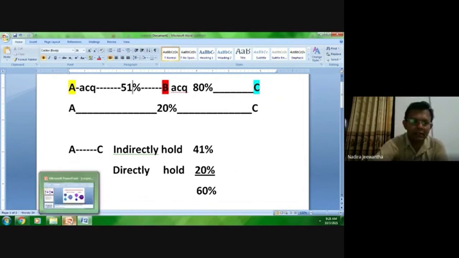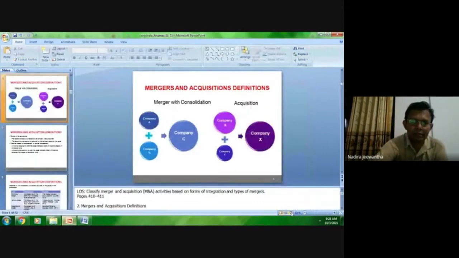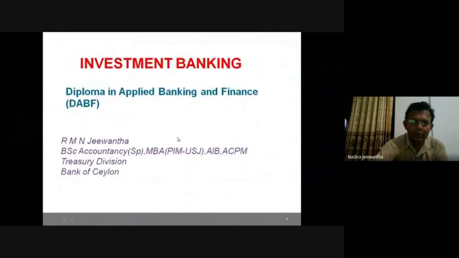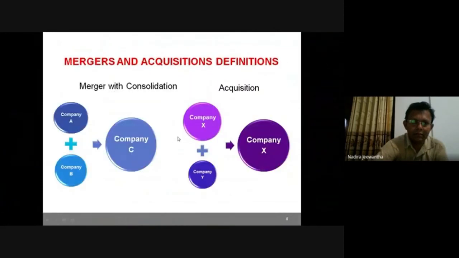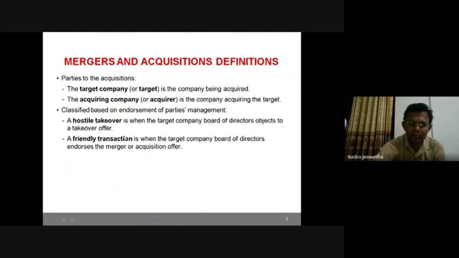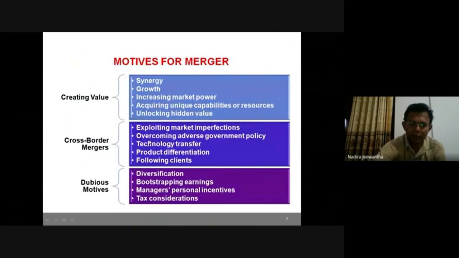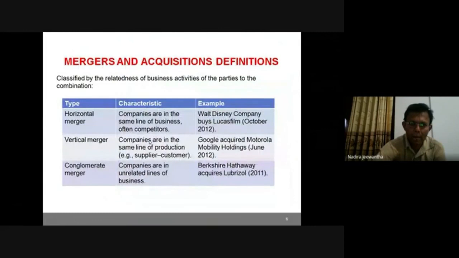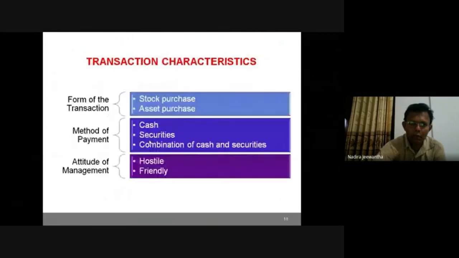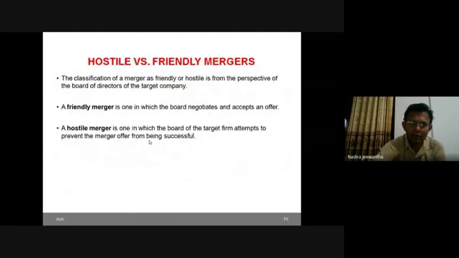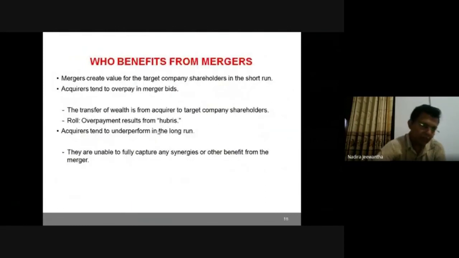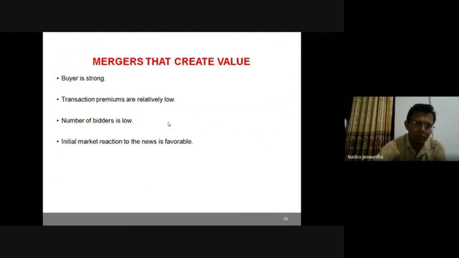Now we see this graph, which is important. This is acquisition, and this is merger. We will come later to the vertical and horizontal ones. And also the reasons why we need mergers, the benefits of merger. That is also important for you to understand.